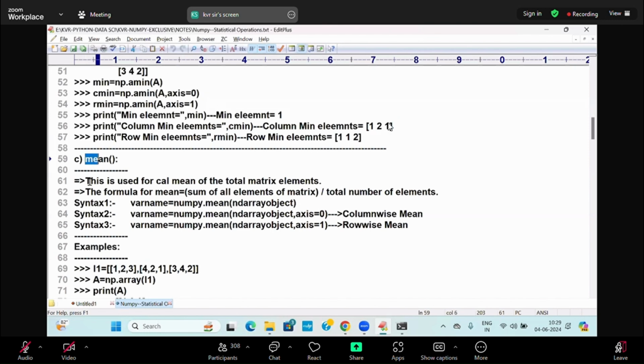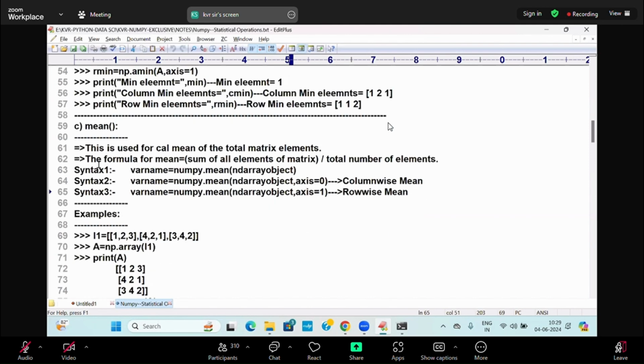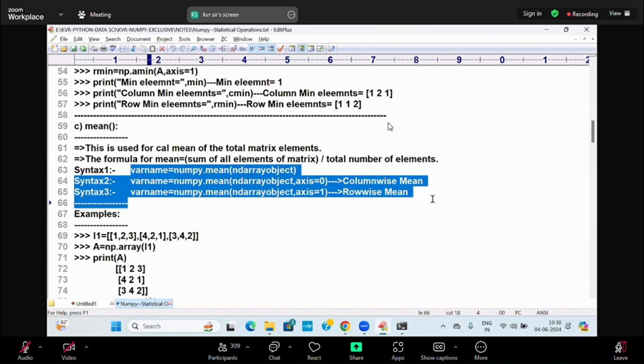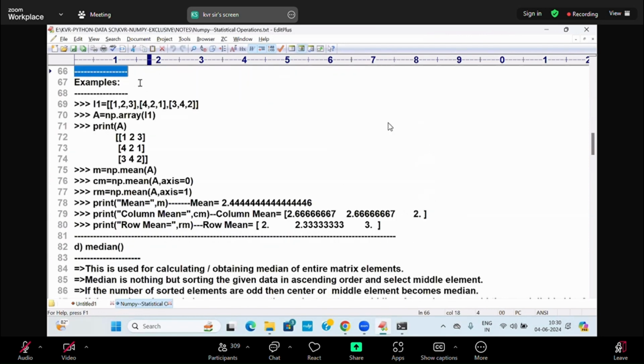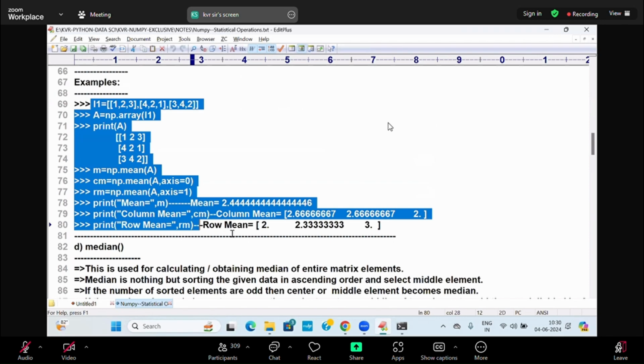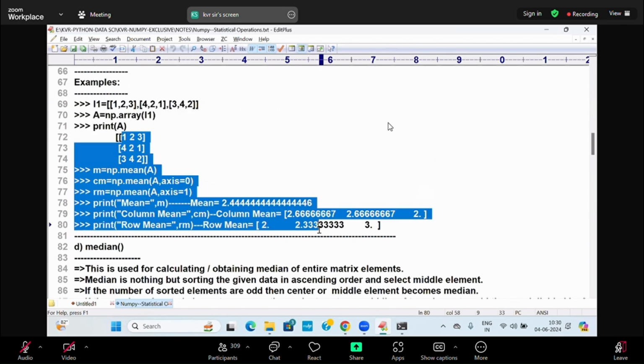Mean. What is the mean? Mean of the total matrix elements. You can find it on 1D and you can find it on 2D also. 3D related technique I will tell you, don't worry now. The formula for mean is the sum of all elements of the matrix divided by the total number of elements. And total mean, and then axis wise mean also I mentioned. This is my data, got it. Mean of every column, row and everything.